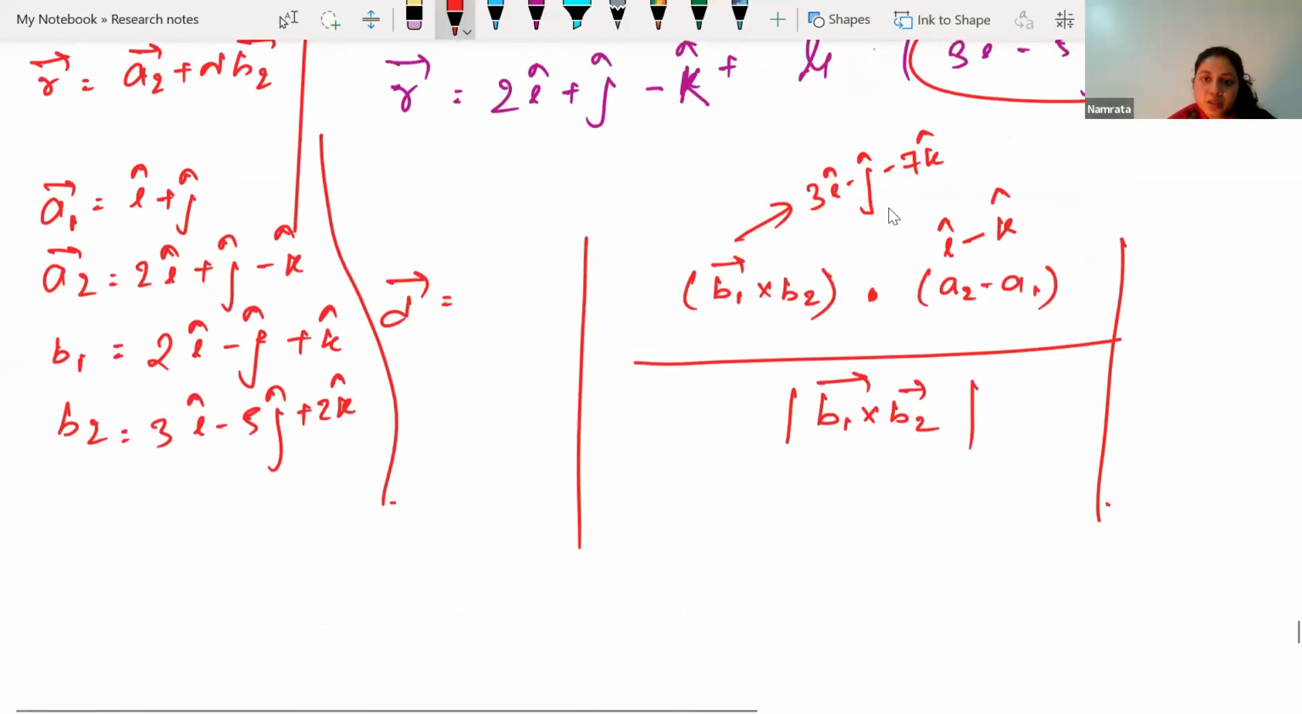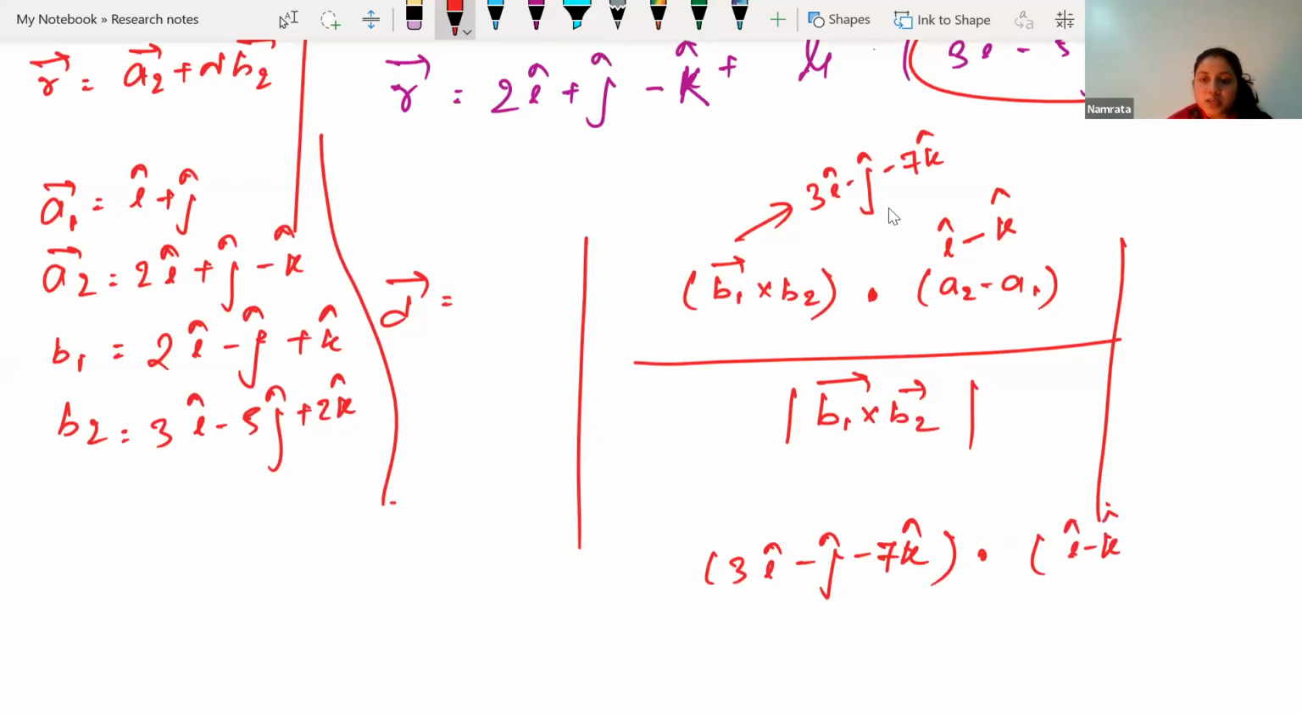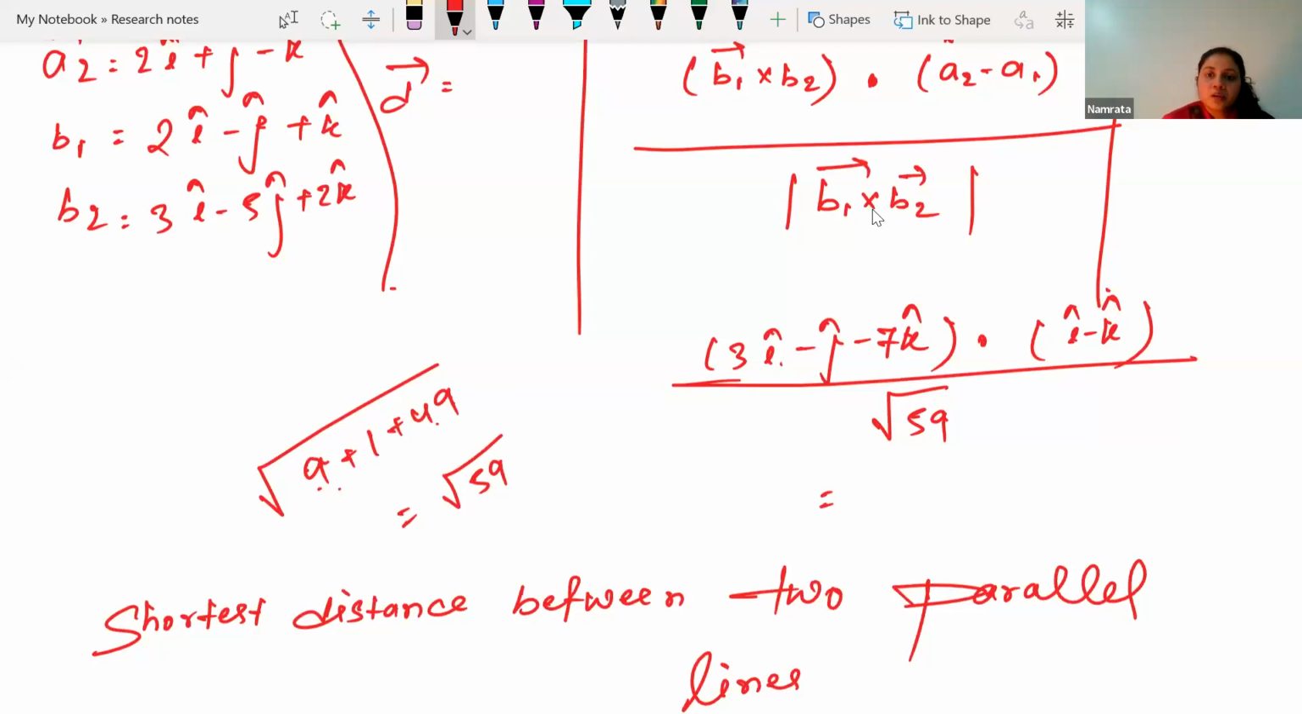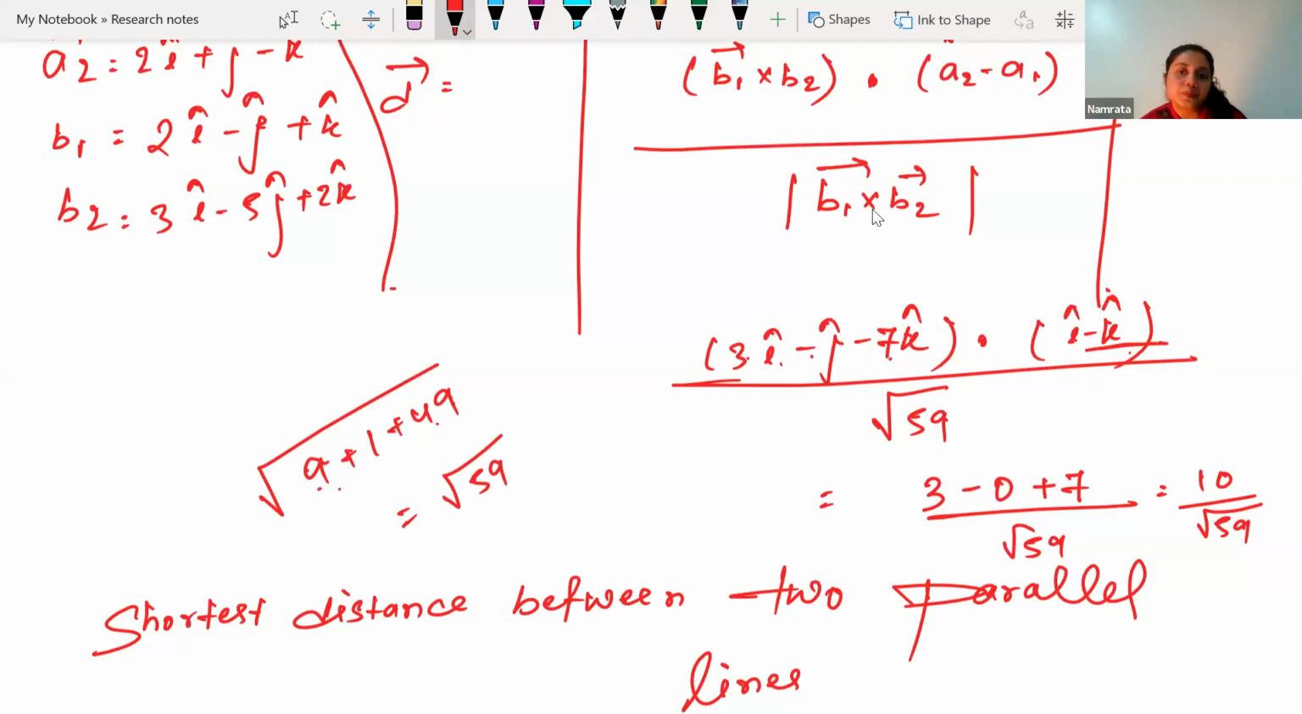So we will be having (3i minus j minus 7k) dot (i minus k) over the magnitude of B1 cross B2. So we will be finding the magnitude: under root, 3 square, that will be 9, plus 1, plus 49. Are you getting under root 59 over here? Now when we find the dot product, it will be 3 times 1, that is 3, minus 1 times 0, and here no j is there, that means 0. Then minus 7 times minus 1 will be plus 7, over root 59. So the answer will be 10 over root 59. That is the shortest distance between the given two skew lines.